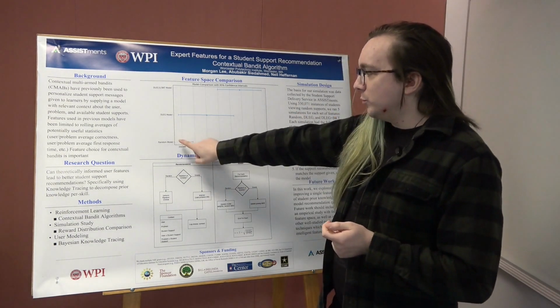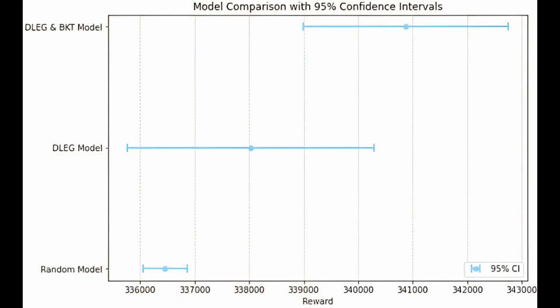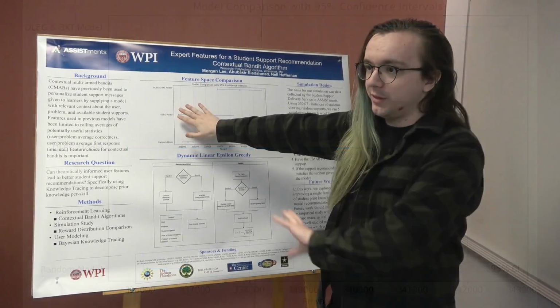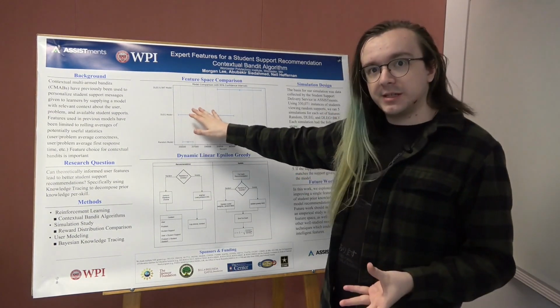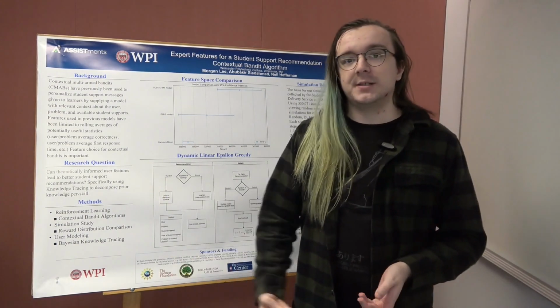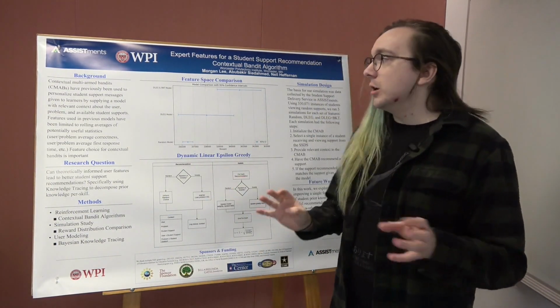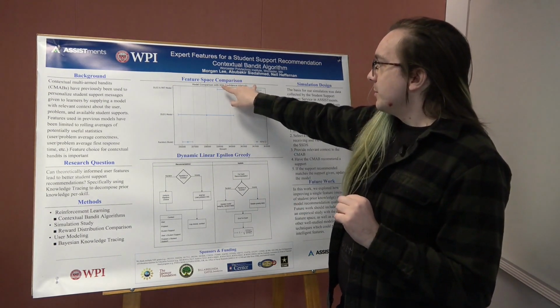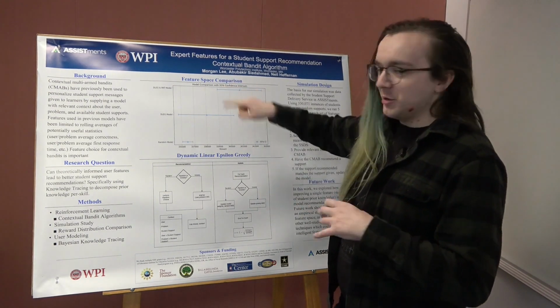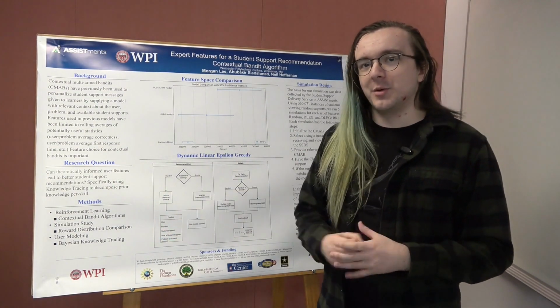One, just a random model to use as a baseline to compare things to. One, which was just the base model with the standard feature space that I described before, and one using BKT prediction instead of that user average correctness feature. And we found that in simulation, the BKT models, the models with BKT as a feature, tended to outperform the models that did not.